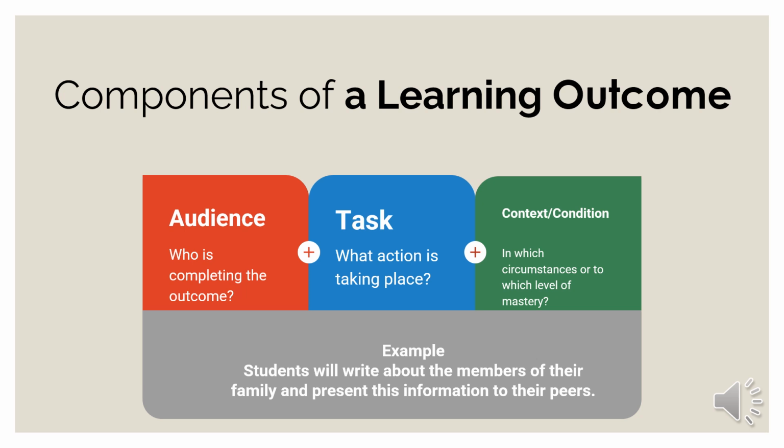We have that they are comprised of an audience, task, and a context or condition. So as part of the audience, we need to ask ourselves, who is completing the outcome? As part of the task, the question we need to think about is, what action is taking place? And in terms of the context or condition, we need to think about the question, in which circumstances or to which level of mastery.